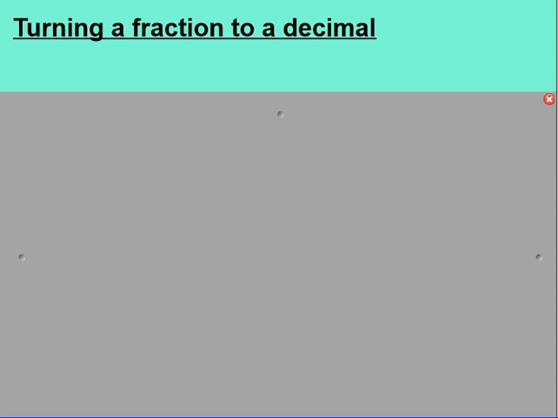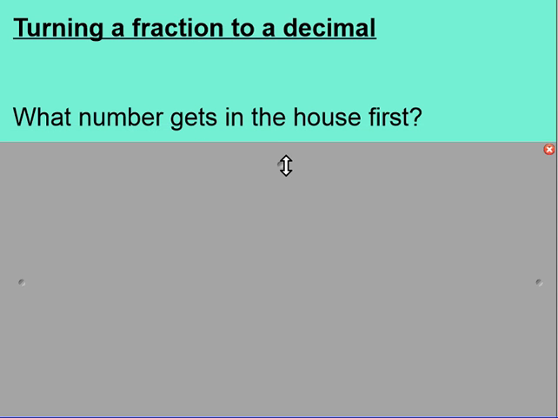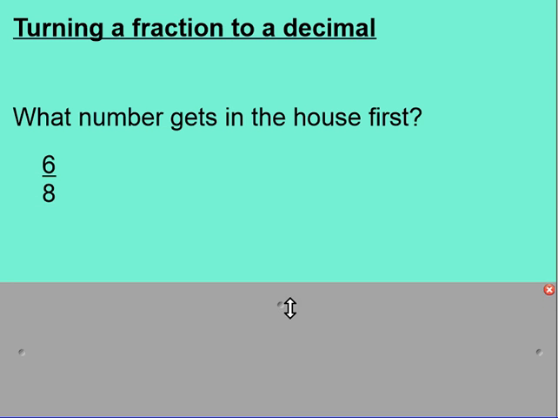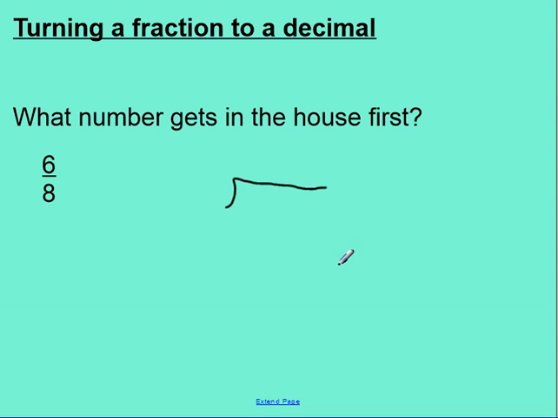You're pros. Go ahead and go to the next page of your notebook and put the heading turning a fraction to a decimal. Remember the question I've asked you before about what number gets in the house first? Well, let's say I have 6 over 8. If this is my division symbol, 6 is the first number I'm going to say, 6 over 8. So 6 goes inside the house, and 8 is stuck outside in the cold and the rain.